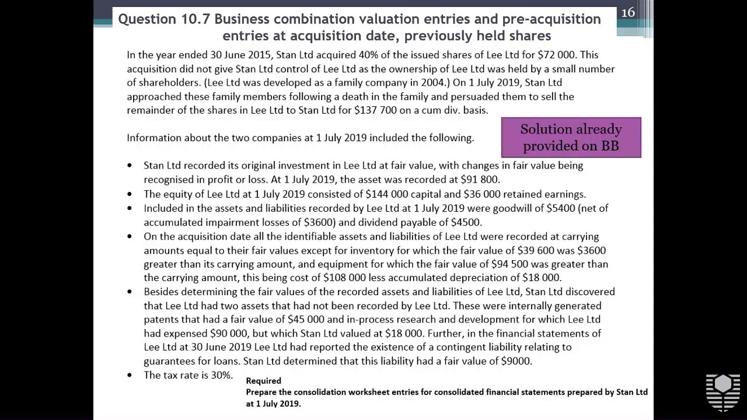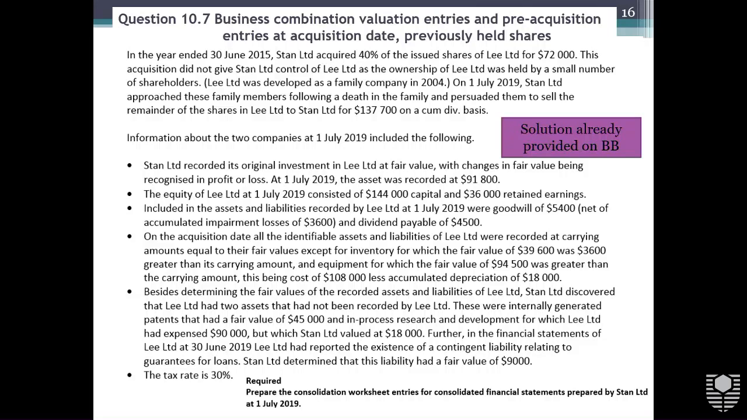That cumulative dividend basis is important. That 137 is important because if there are dividends owing, we need to take that off the consideration transferred. There's also going to be goodwill in this one as well. Stan had recorded its original investment at fair value, with the changes in fair value being recognised in the P&L. The asset was recorded at $91,800, so that's your original fair value. The equity in Lee consisted of $144,000 in capital, 36 retained earnings. That's your acquisition analysis first line, but we'll get there in a minute.